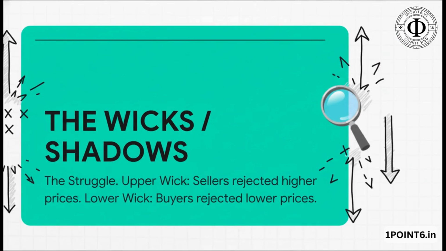Now, for what I think is the most interesting part, the struggle. You see these thin little lines sticking out from the top and bottom? Those are called wicks, or sometimes shadows. They show us the high and low points of the battle, where one side tried to make a big push but got totally rejected and beaten back.